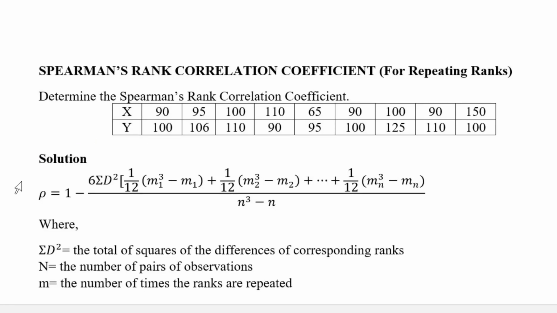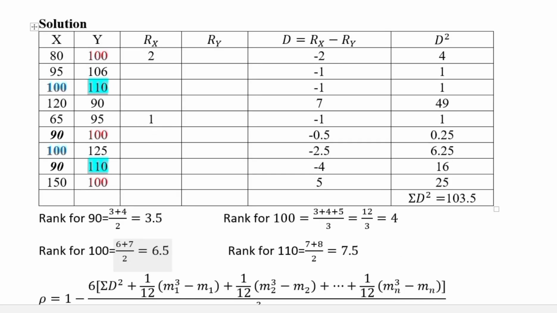This is the formula that we use when we are calculating Spearman's rank coefficient of correlation for repeating ranks. The first step we do is to rank the values of X and those of Y independently.